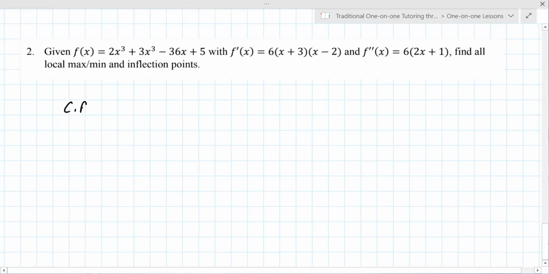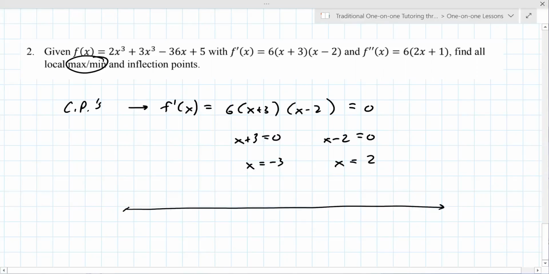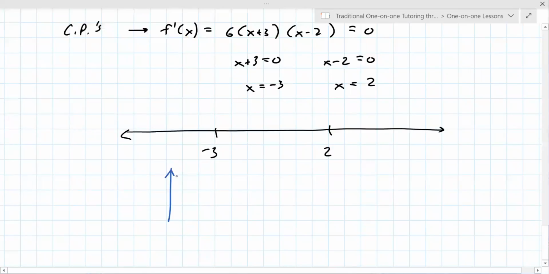So it doesn't ask for it, but you still need critical points to answer min max. The critical points are when the derivative, which is 6 times x plus 3 times x minus 2, equals 0. So when x plus 3 equals 0 or x minus 2 equals 0, x equals minus 3, x equals 2. Okay, so we draw a number line. Minus 3 and 2. These are just spread apart here. And we test points. We test numbers in each region.